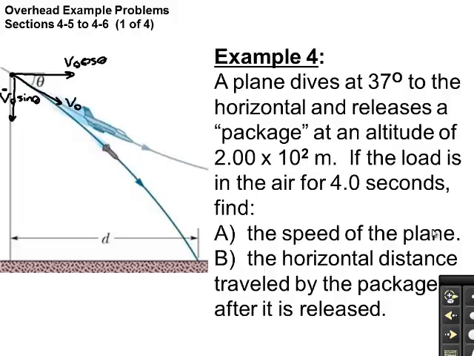So how are we going to do this? Okay, let's do our givens here. Whenever you're wondering what to do, write down your givens. Theta is 37 degrees. Delta y, what's delta y? It's not 200 meters. It's negative 200 meters.